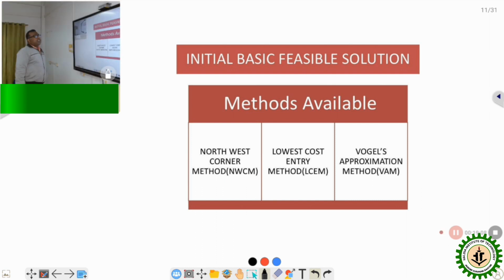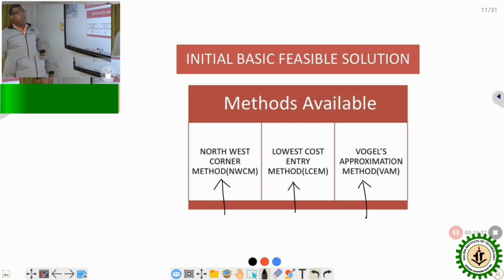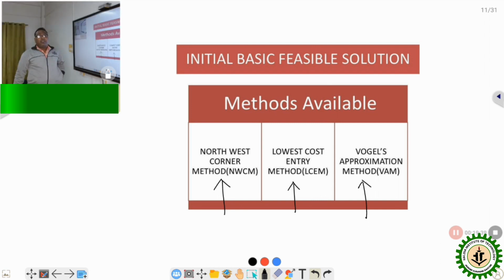Now the initial basic feasible solution can be found in three different ways. One is called the northwest corner method, NWCM. Another is called the lowest cost entry method, sometimes also called the matrix minimum method. And the last one is called Vogel's approximation method, or VAM. We will learn these three techniques, and at last we will see that Vogel's method is the best one.